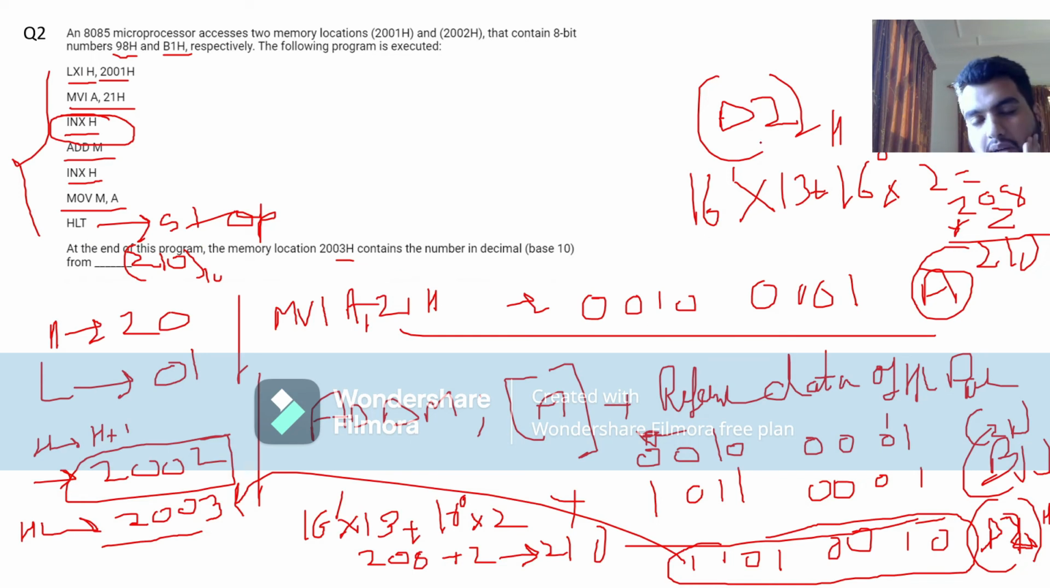D2 in the decimal system will be 16 raised to power 1 multiplied by 13 plus 16 raised to power 0 multiplied by 2. 16 multiplied by 13 is 208, plus 2 is 210. So my answer will be 210 in decimal.